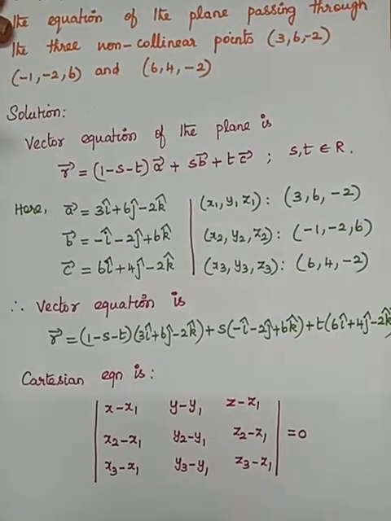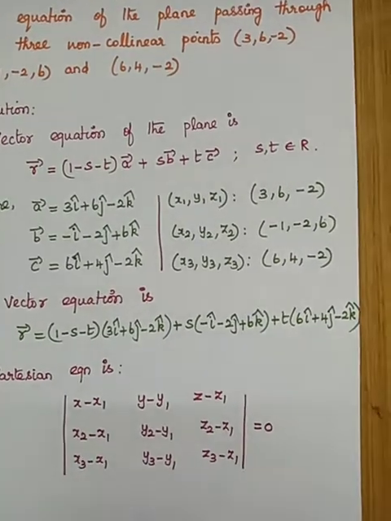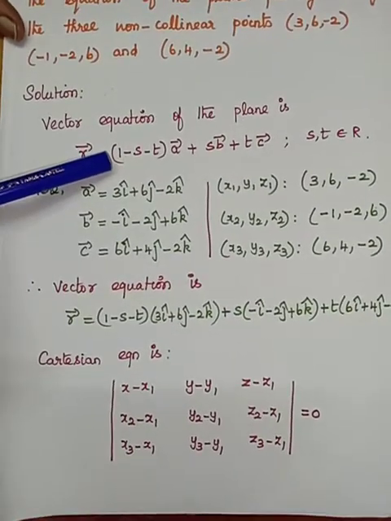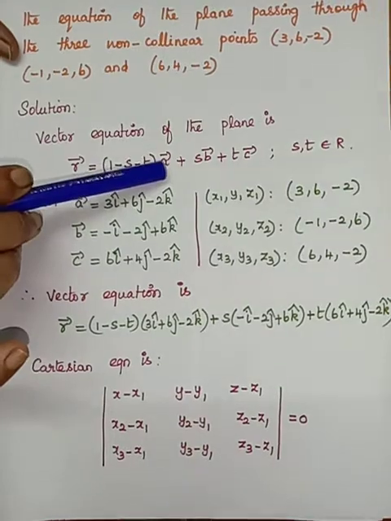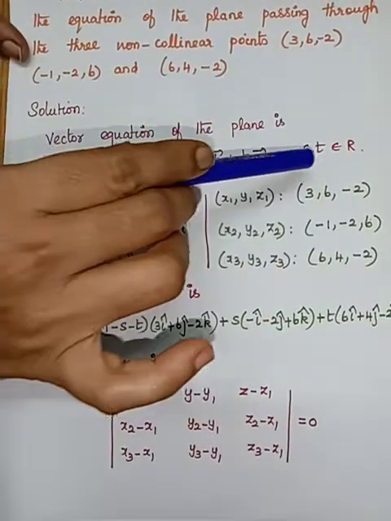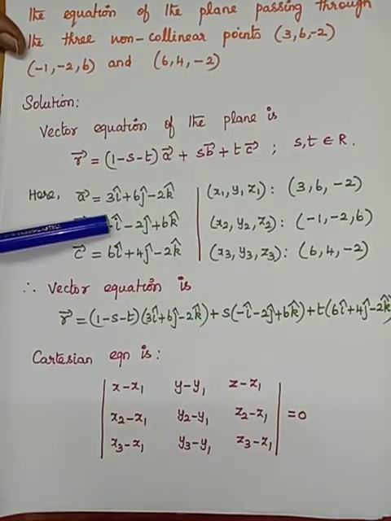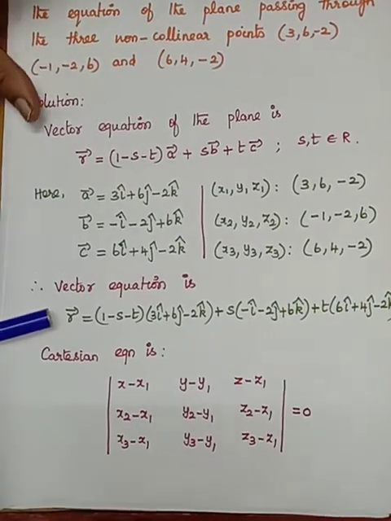Okay, we'll come to the vector equation of the plane. When three non-collinear passing points are given, you can use the formula R vector is equal to (1 minus s minus t) A vector plus sB vector plus tC vector, where s, t belong to R. This A vector, B vector, C vector has to be substituted in this formula. You will get this answer.